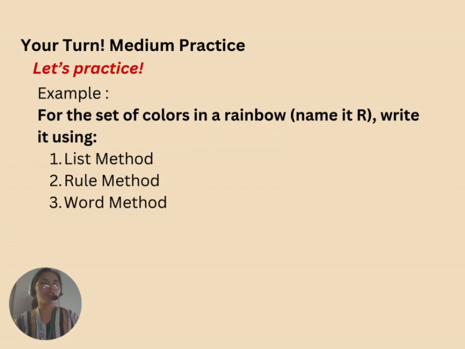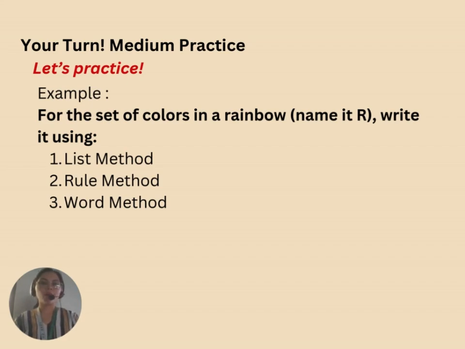Okay, now let's turn to medium practice. Level 2. Let's practice an example: the set of colors in a rainbow, and we are going to write it using the three methods. You may pause the video so that you will have time to answer our problem. Okay, it's time to answer.